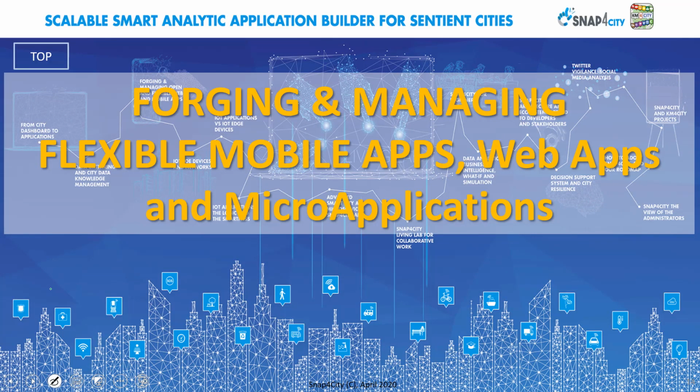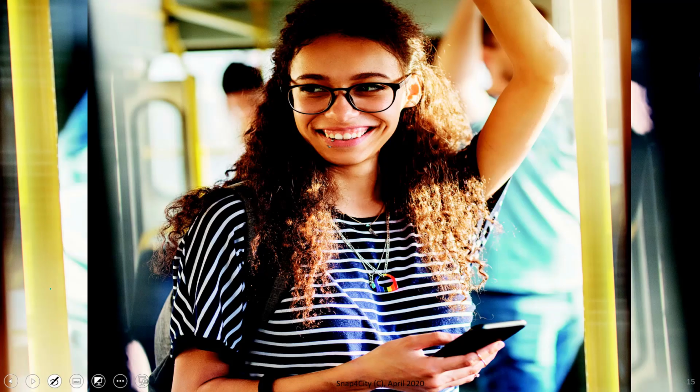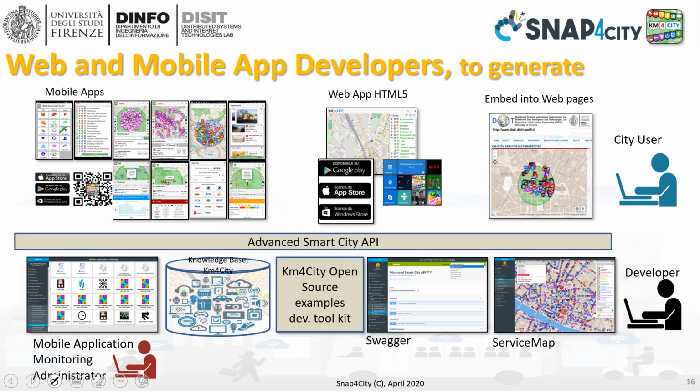Okay, regarding the flexible mobile and web app, I am going to describe how it works. The developer has at his disposal, to support his work, Swagger as mentioned before. So the list of APIs, but also the formal definition of them. And he has also the possibility to use the ServiceMap to understand which kind of data are located.